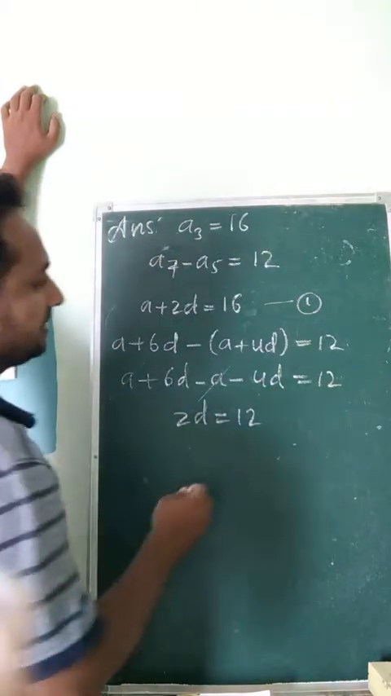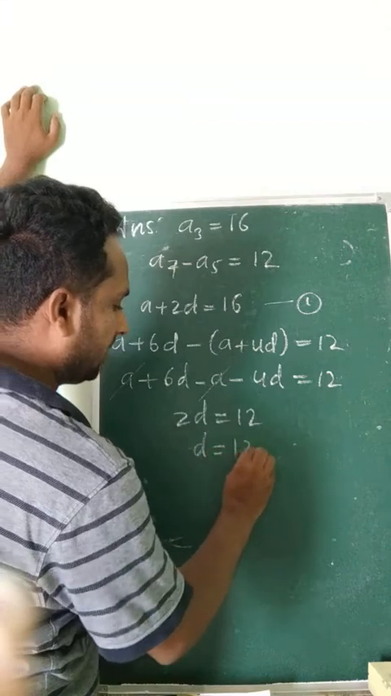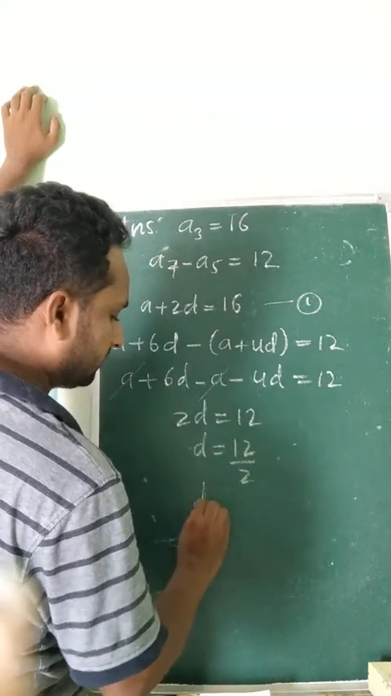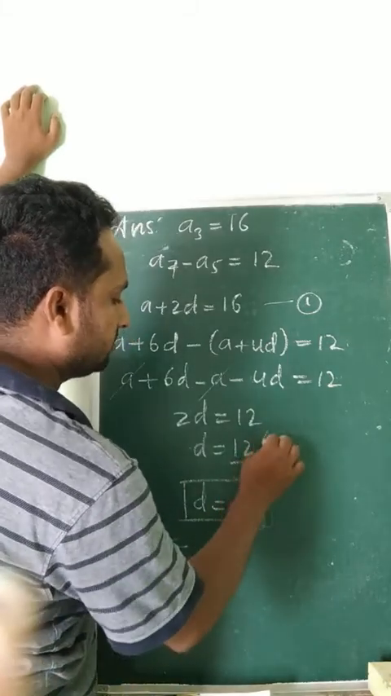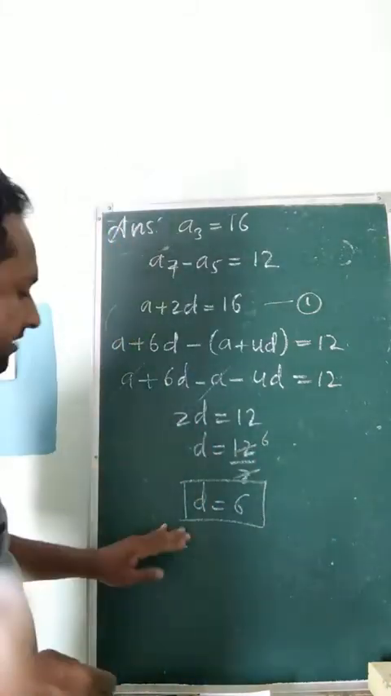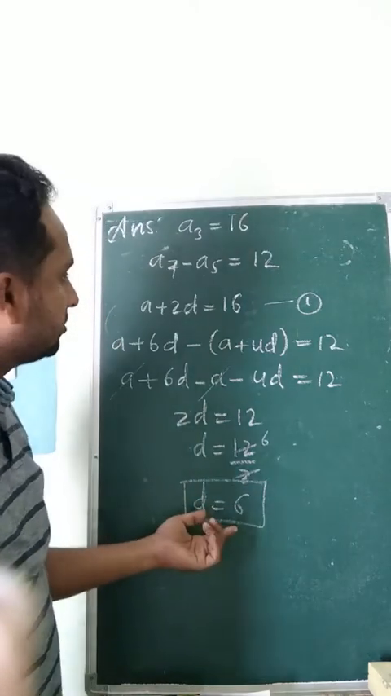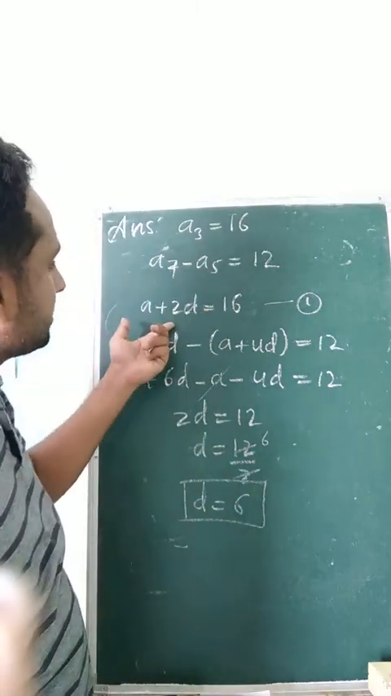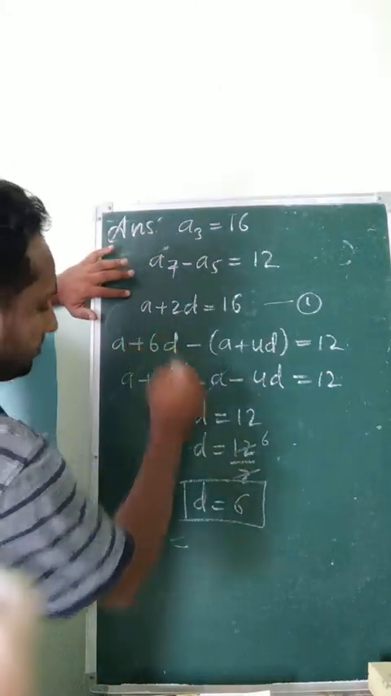Clear? Then see, you can cancel this. D is equal to 12 upon 2. Therefore D is equal to 6. Correct? 2 sixes are 12. Now common difference, you got it directly here. D is equal to 6 now. Now this value you have to substitute in equation 1. You will get the first term here now.